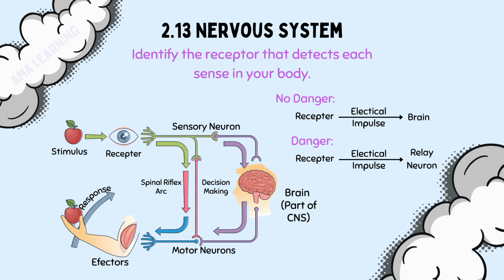The CNS coordinates the response of effectors, which may be muscles contracting or glands secreting hormones. This means that the CNS, which is the brain or spinal cord, sends an electrical impulse to the effector muscles or effector glands. The CNS sends an electrical impulse to the effector muscle or glands through the motor neuron.